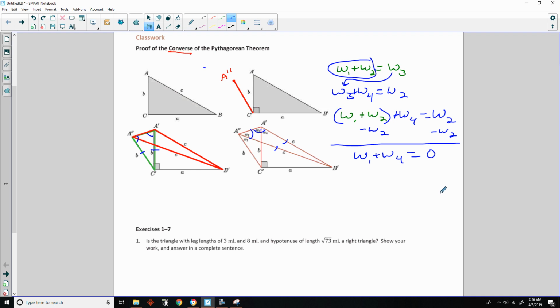And you're like, what? How can angle W sub 1 and angle W sub 4 add up to 0 degrees when each one is greater than 0 degrees? Two positive numbers cannot equal 0. That is impossible. So we just proved, conversely, that angle C can't be a right angle if A double prime lays out there and that occurs. So the translation must map A to A prime, and since translations preserve the measures of angles, we can conclude that the measure of angle ACB is equal in measure to angle A prime, C prime, B prime, which is a right angle.